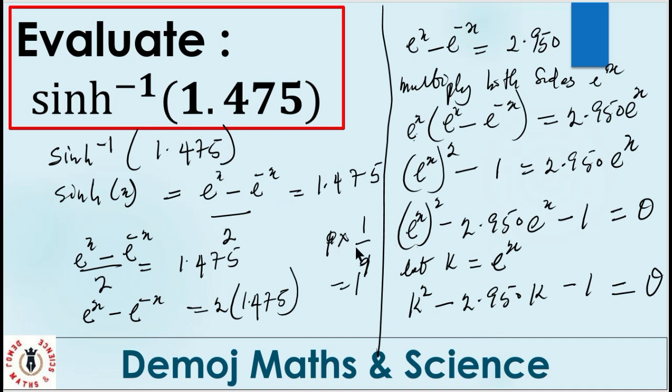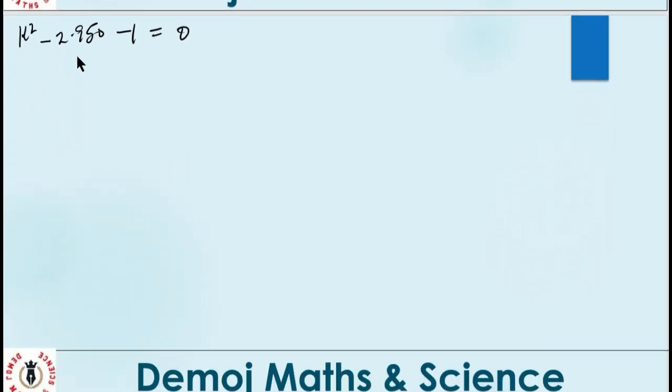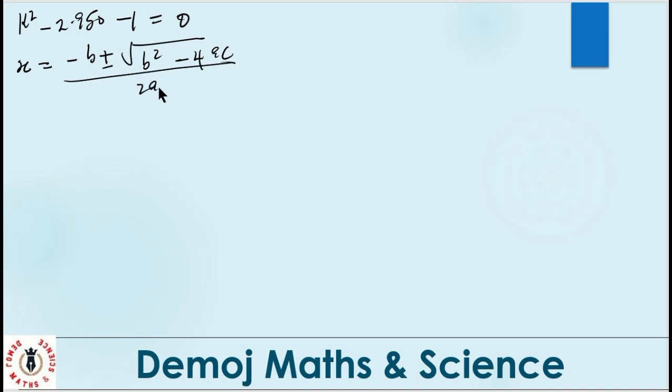To solve this, because I have 2.950 k, I'll not be using the factorization method. I'll simply use the formula. Now, let's open another page to get started. Remember that the quadratic formula says that x is equal to minus b plus or minus square root of b squared minus 4ac over 2a. Now from here, my b obviously is the same thing as minus 2.950. My a is the same thing as 1. And my c is the same thing as minus 1.